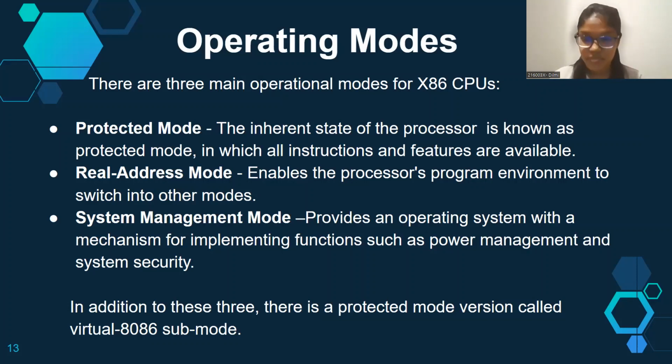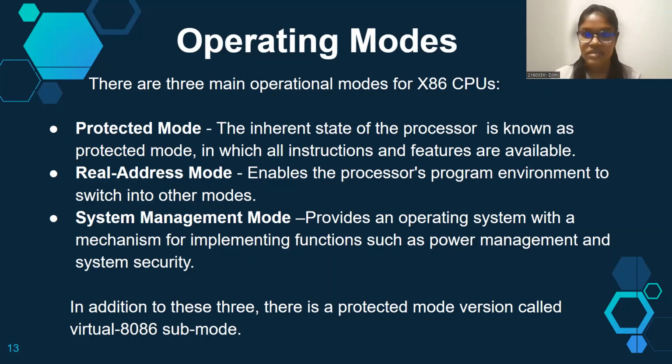The x86 processor includes 3 main operational modes. They are protected mode, real address mode, and system management mode. Protected mode is the inherent state of the processor in which all instructions and features are available. Programs are given separate memory areas named segments, and the processor prevents programs from referencing memory outside their assigned segments.